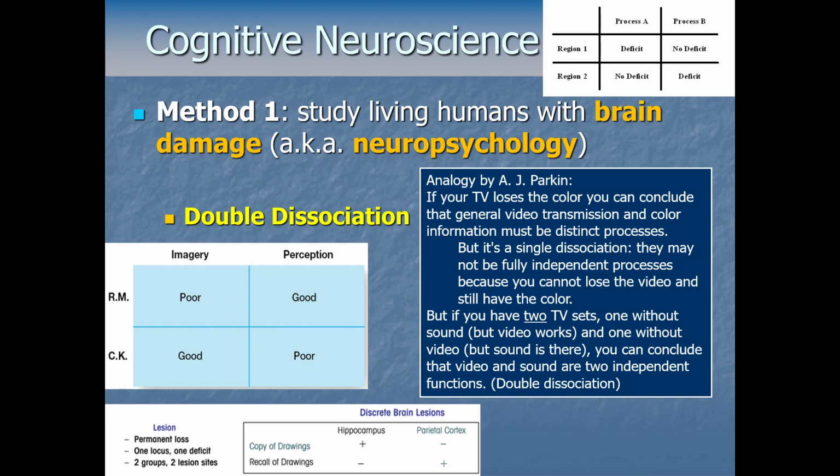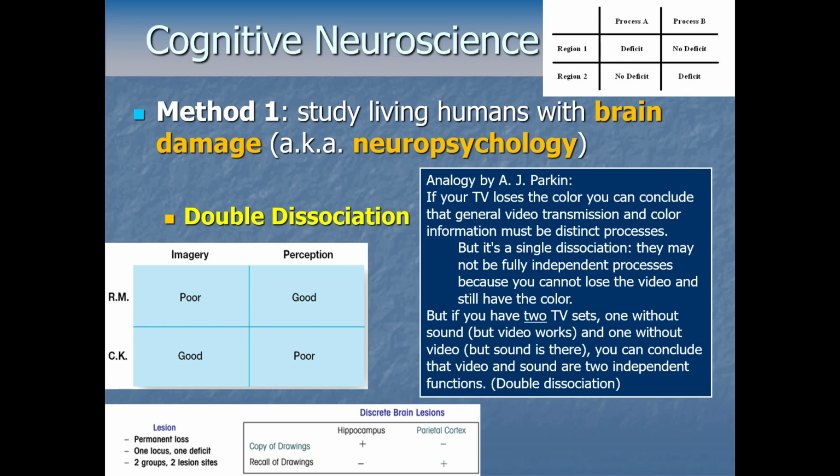But let's say instead you have two separate TV sets that are damaged. Two separate TVs. One where the sound is broken, but the video works just fine. And a different TV where the video is gone. There's no video, but the sound is there. In that case, you can conclude that video and sound are two independent functions in a television. That's a double dissociation.